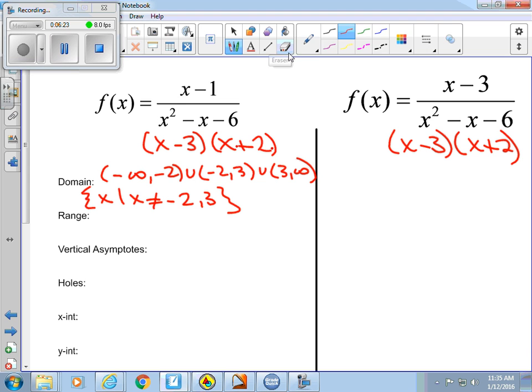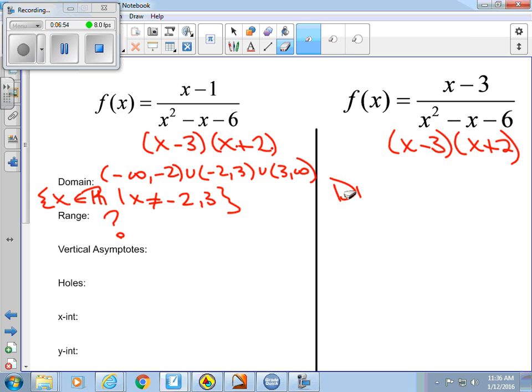Some people get a little more technical with this notation, and they say x is a real number such that x doesn't equal -2 and 3. So you may see that in the textbook. So, you've got options. I'm going to do the range. When am I going to do the range? At the end, after I have the graph. I guess I'll rewrite it. I was about to put it up.